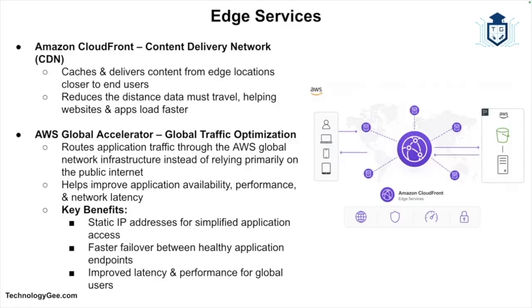can load faster. An example of this would be, let's say that you have a server that's in Virginia and you have a user that's in Japan. Well, when it comes to CloudFront, they're going to get that content from a nearby edge location instead of making the request travel across the world. Then you have what is called AWS Global Accelerator, and this improves performance by routing traffic through AWS's global network infrastructure instead of the public internet. And this provides static IP addresses, faster failover, and improved latency.